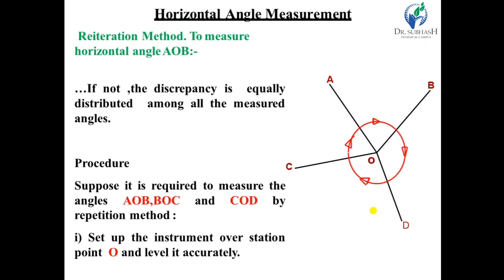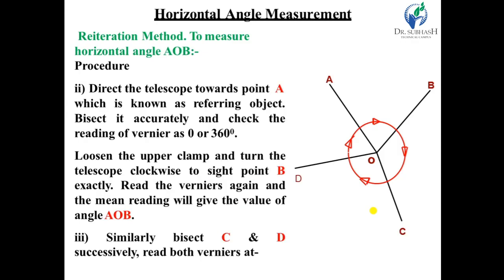To use the reiteration method, we are required to measure the angles AOB, BOC, COD. For that, we have to set up the instrument at O and level it properly. After that, we direct the telescope towards point A, which is known as the referring object. Bisect it accurately and set the vernier reading to 0 or 360 degrees. Loosen the upper clamp and turn the telescope clockwise to sight the point B. Read the vernier again, and the mean reading will give the value of angle AOB.